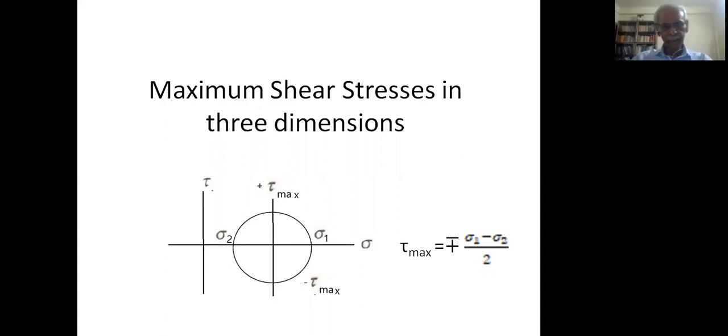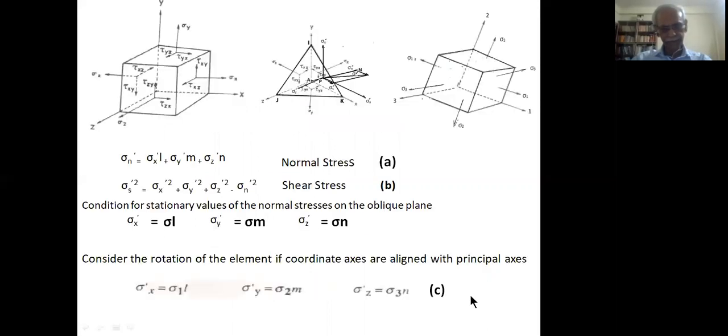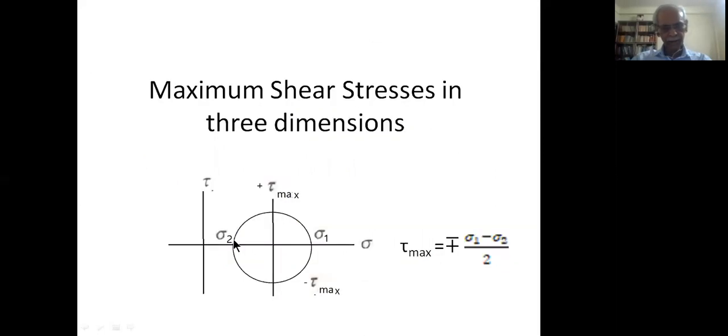And I have shown here a typical Mohr's circle for you to remember that in a 2D case, we have two principal stresses, sigma 1 and sigma 2, and two maximum shear stresses, positive and negative, and they are given by sigma 1 minus sigma 2 by 2. So that was a very simple thing, and we have learned that in strength of material.